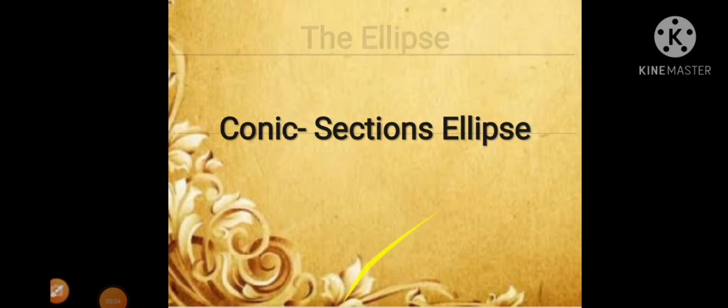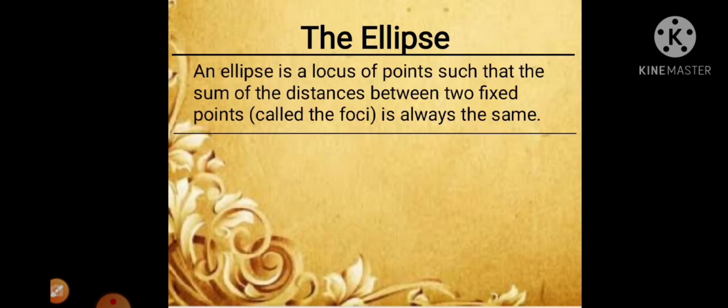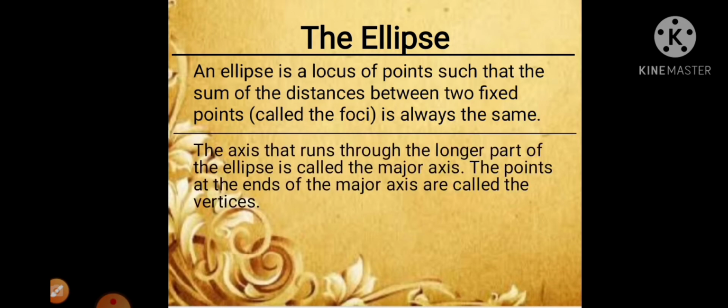Conic section: the ellipse. An ellipse is a locus of points such that the sum of the distances from two fixed points, called the foci, is constant. The axis that runs through the longer part of the ellipse is called the major axis.